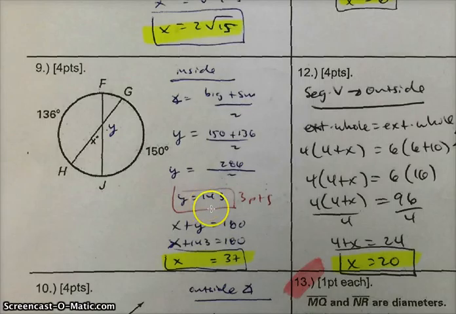Now, if you left your answer as 143, I give you 3 points because you're looking for x. So you just realize that they're supplementary or linear pair. Subtract that from 180, and you'll get 37 as your answer.